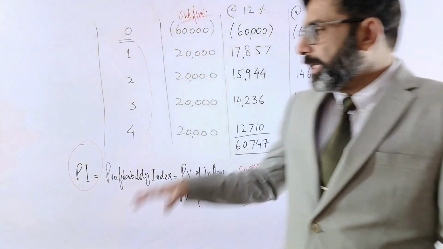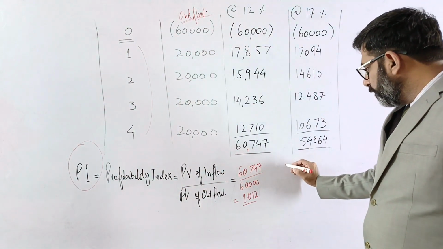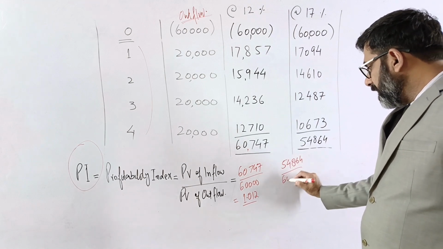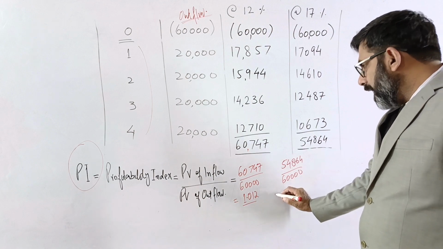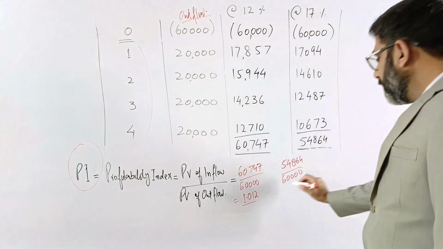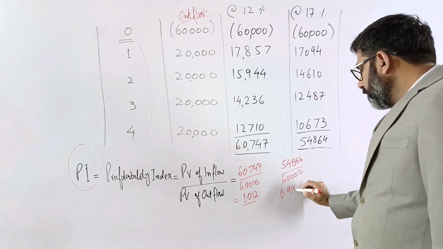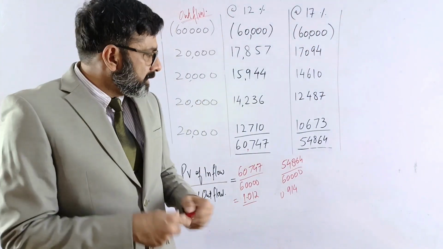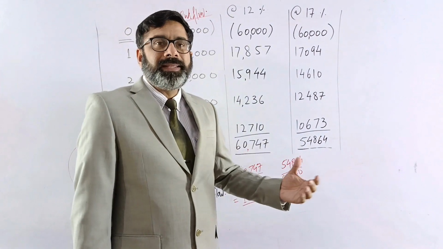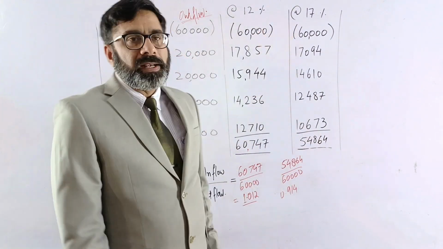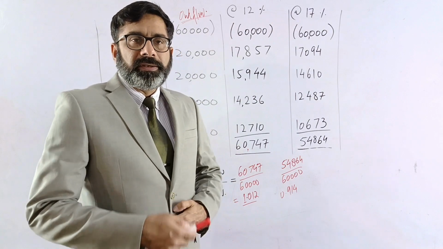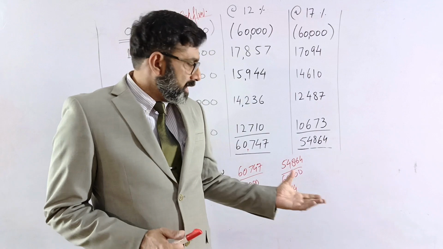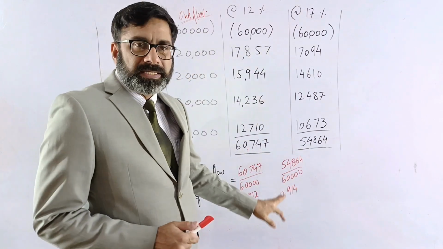Now if we calculate the profitability index for this, 54,864 divided by 60,000, the answer we are getting is 0.914. So what does 0.914 mean? It means we are not getting our required rate of return of 17%. What we are getting is less than 17%, but our required rate, our discount rate, is 17%. So the answer is less than 1.